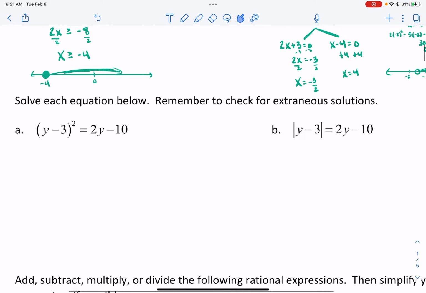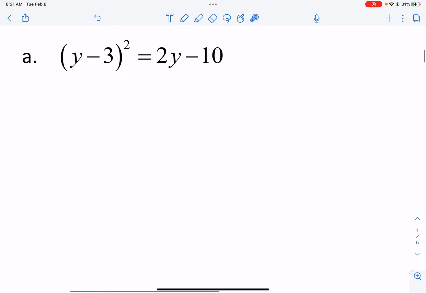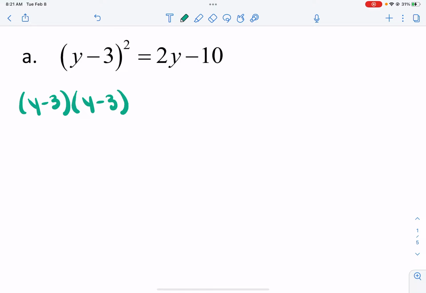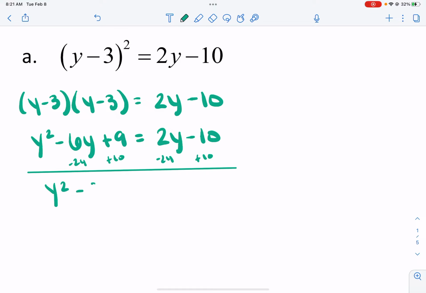4-68, it says solve each equation below. Remember to check for extraneous solutions. Right, so I'm going to start here with rewriting this as y minus 3 times y minus 3. This becomes y squared minus 6y plus 9 equals 2y minus 10. Let's subtract 2y and add the 10. So we've got y squared minus 8y plus 19 equals 0.